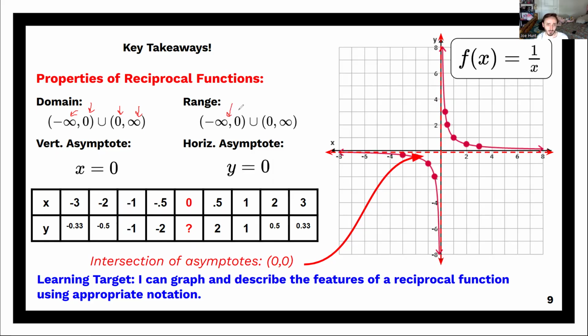You'll see something similar in the range. They're saying that pretty much every y value you can think of is going to be reached by this function except y equals 0. So if y equals 0 is excluded, they're using parentheses there. And that's ultimately where those asymptotes come into play. The vertical asymptote is when x equals 0, it's the y-axis. The horizontal asymptote is when y equals 0, it's the x-axis in that particular instance.